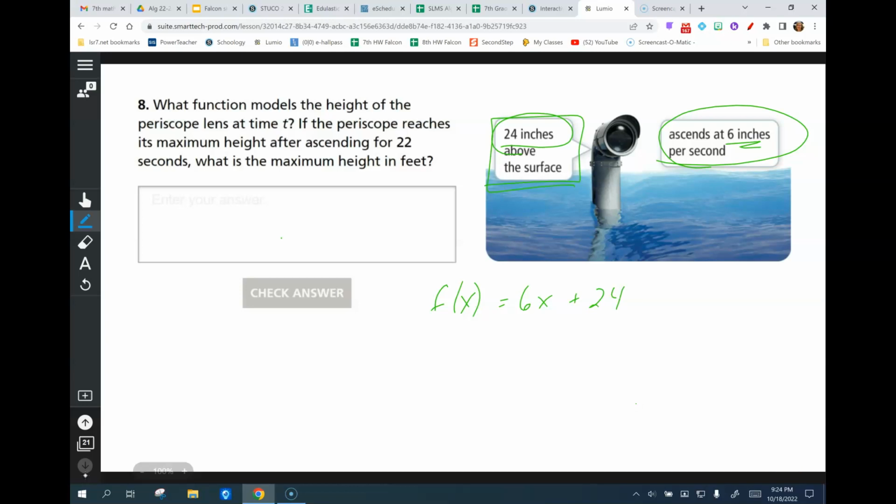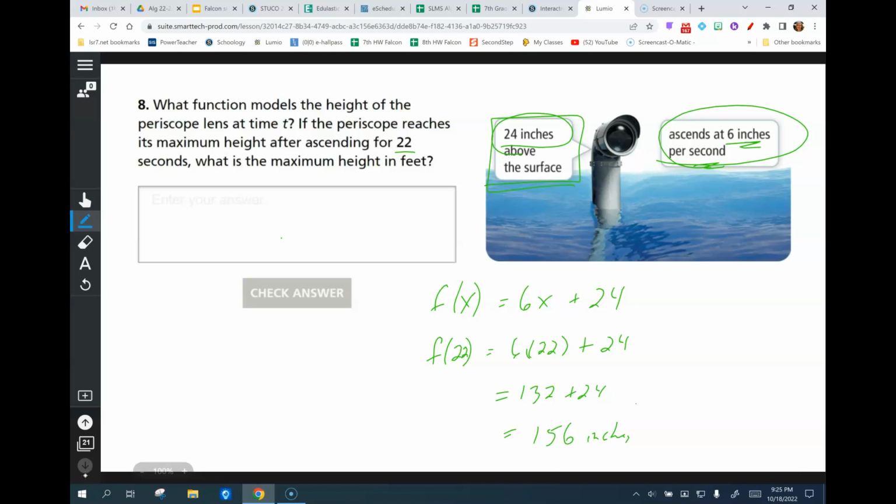If the periscope reaches its maximum height after ascending for 22 seconds, okay, so remember this is inches per second. So we're going to find f of 22. 6 times 22. That gives me 6 times 22, which is 132 plus 24, which is equal to 156 inches, okay? That's after 22 seconds.